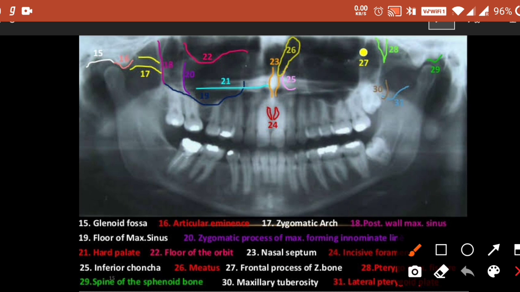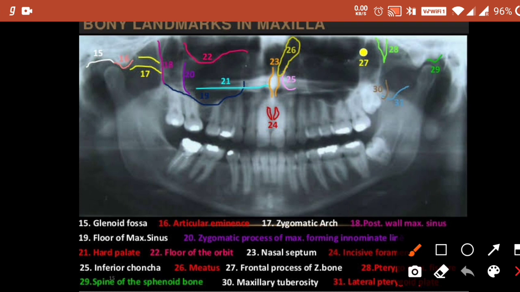Number 17 is your zygomatic arch. It is also a radiopaque structure. Then comes the posterior wall of the sinus. Number 18 is your posterior wall of the sinus. Then there is the floor of the maxillary sinus. It passes from the root apices of premolars and molars and is your floor of the maxillary sinus. Then comes the zygomatic process of the maxilla, number 20. It is also a radiopaque line.